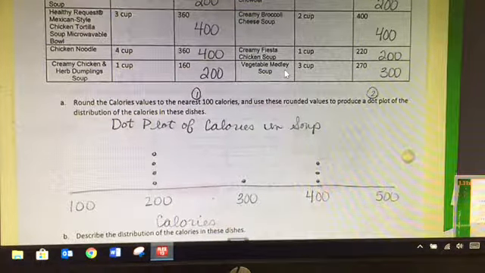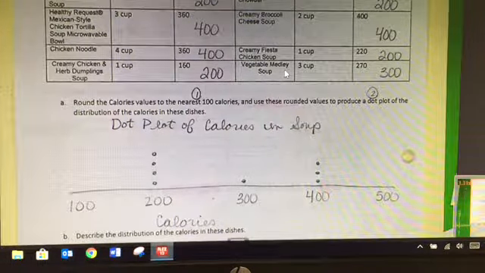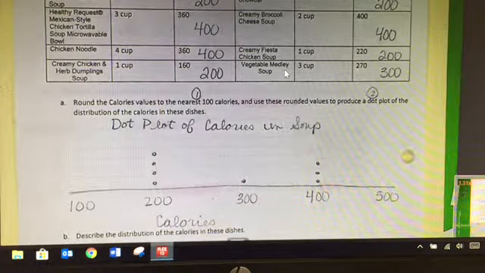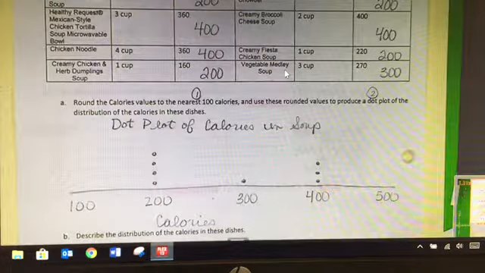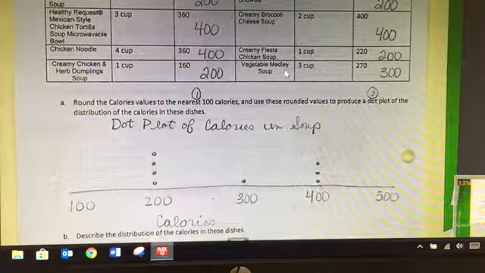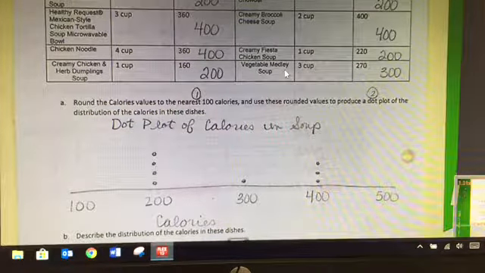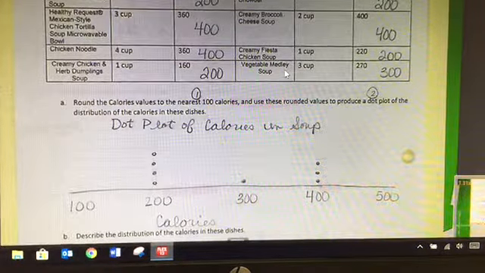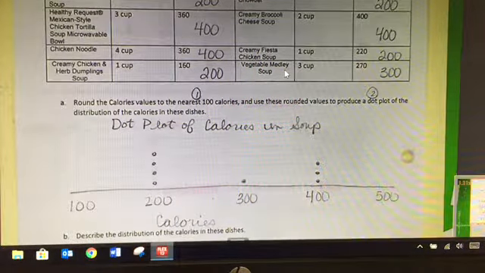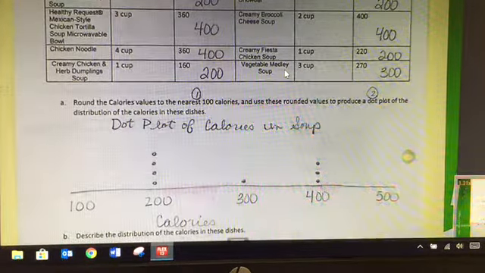Okay? So on your dot plot, do you have a title? Yes. Okay, it has to say dot plot of whatever you're measuring, whatever you're talking about. A reasonable scale for this would have been counting by 100s, correct? Would counting by ones have been a reasonable scale? Would counting by 50s be a reasonable scale? No. Okay? Yes, this wouldn't be too bad, but when we're rounding to the hundreds, hundreds is the reasonable scale. And then did you label at the bottom what the numbers represent and said calories?